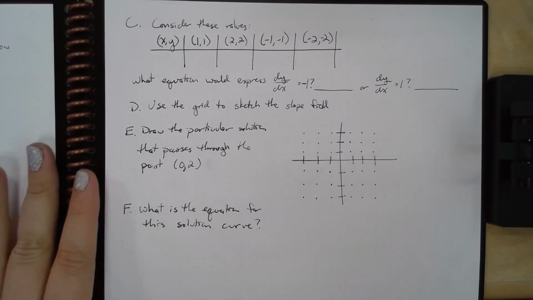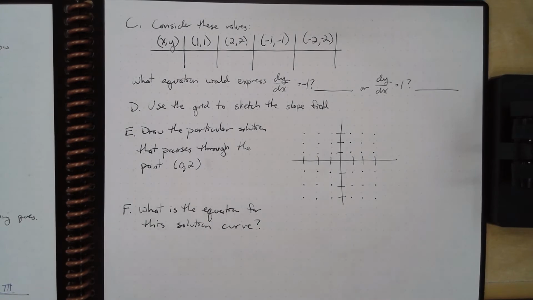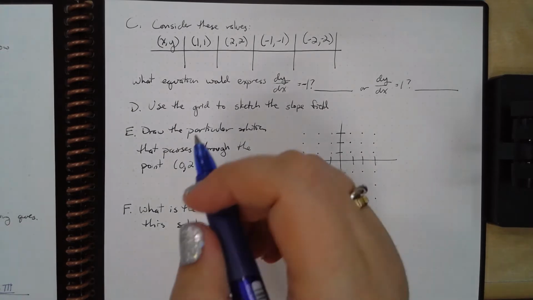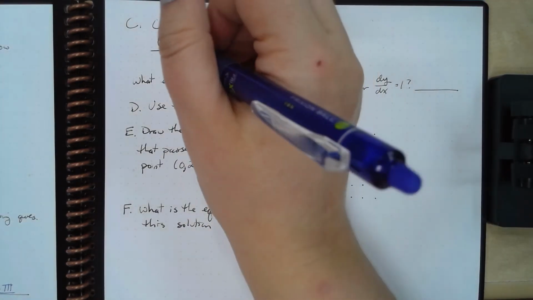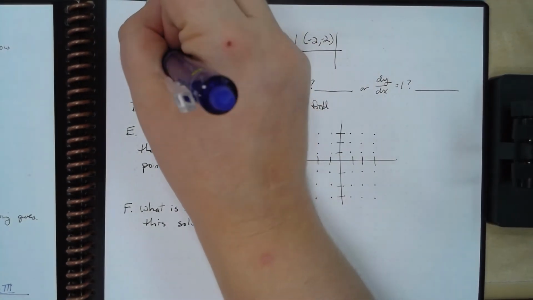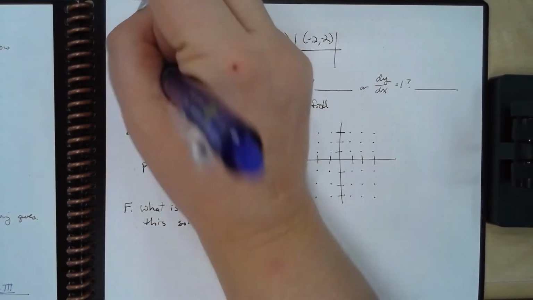Here we're asked to consider the values. And can you still see the, yeah, okay. Here we're asked to consider the values of 1, 1. Well, we actually already did that. It's negative 1. This is our dy dx. Forgot to write that down.